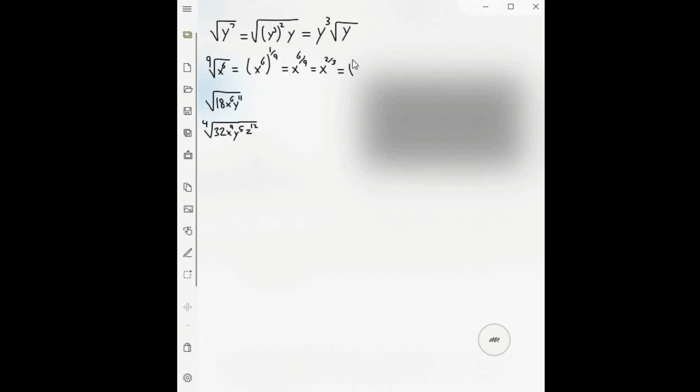So we turn that into exponent form, we get that. Then we multiply the exponents because there's a bracket, and then we simplify, and we can end up with an easier simplified answer.